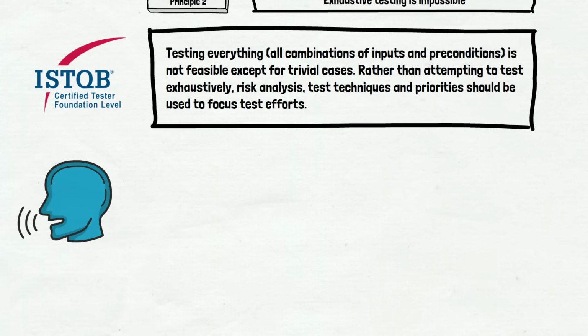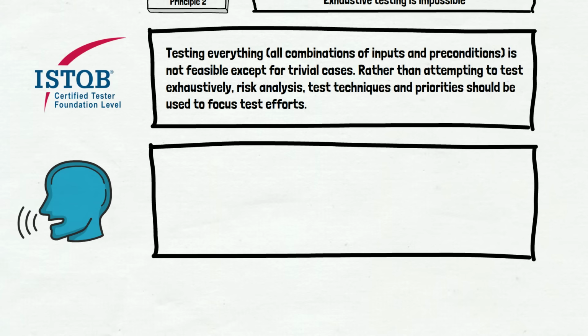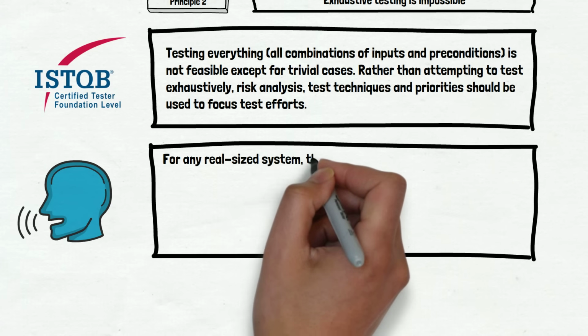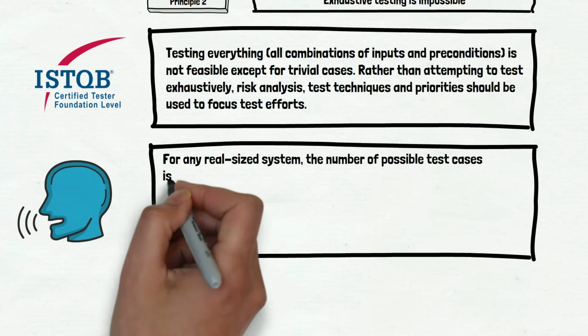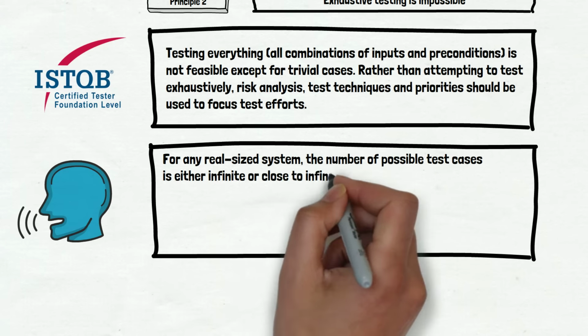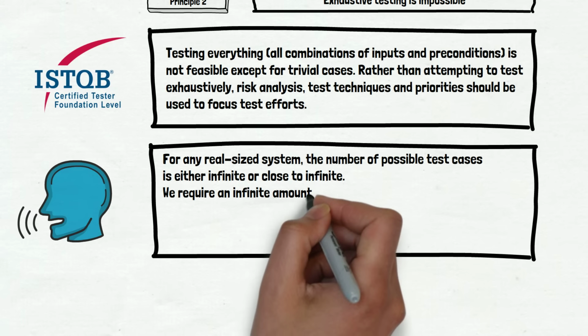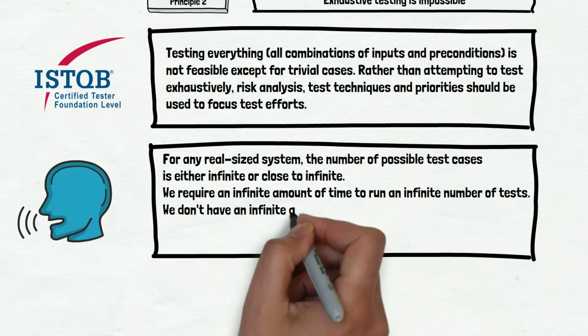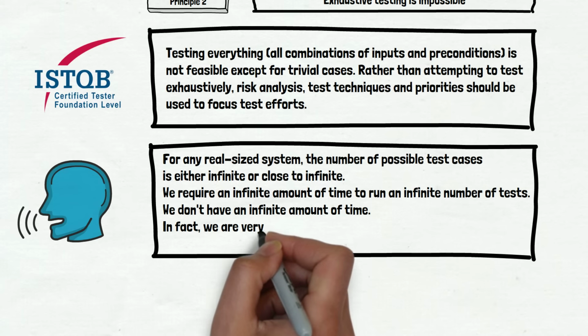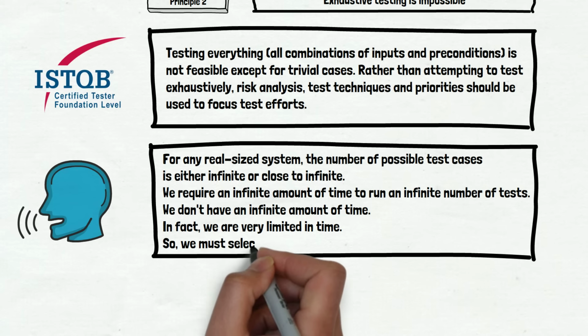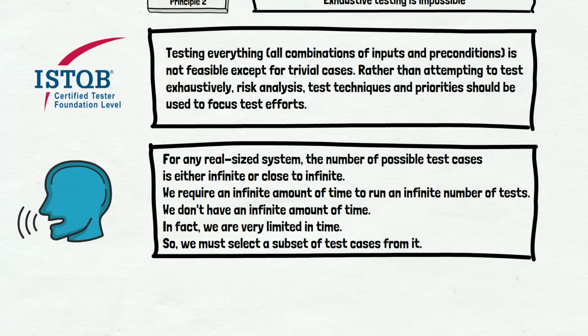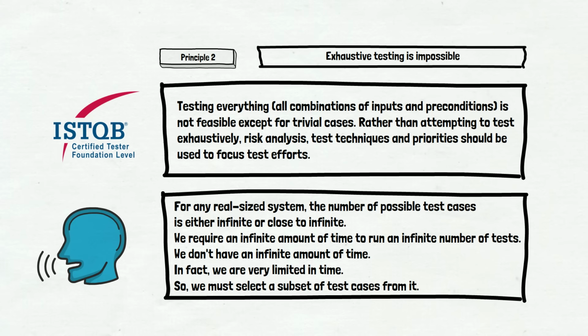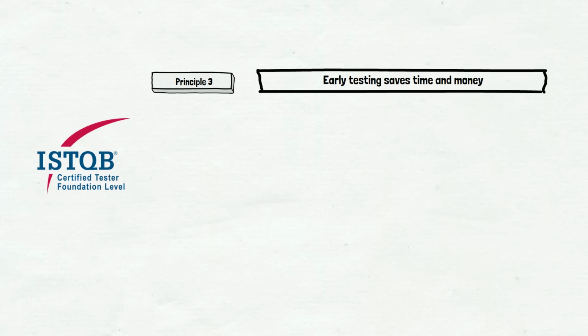This principle is closely related to the previous principle. For any real-sized system, the number of possible test cases is either infinite or close to infinite. To run an infinite number of test cases will require an infinite amount of time. But we don't have an infinite amount of time. In fact, we are very limited in time. So we must select a subset of test cases from it. There are different ways to do it, and we will discuss those in a separate video. Let's move on to the third principle instead.